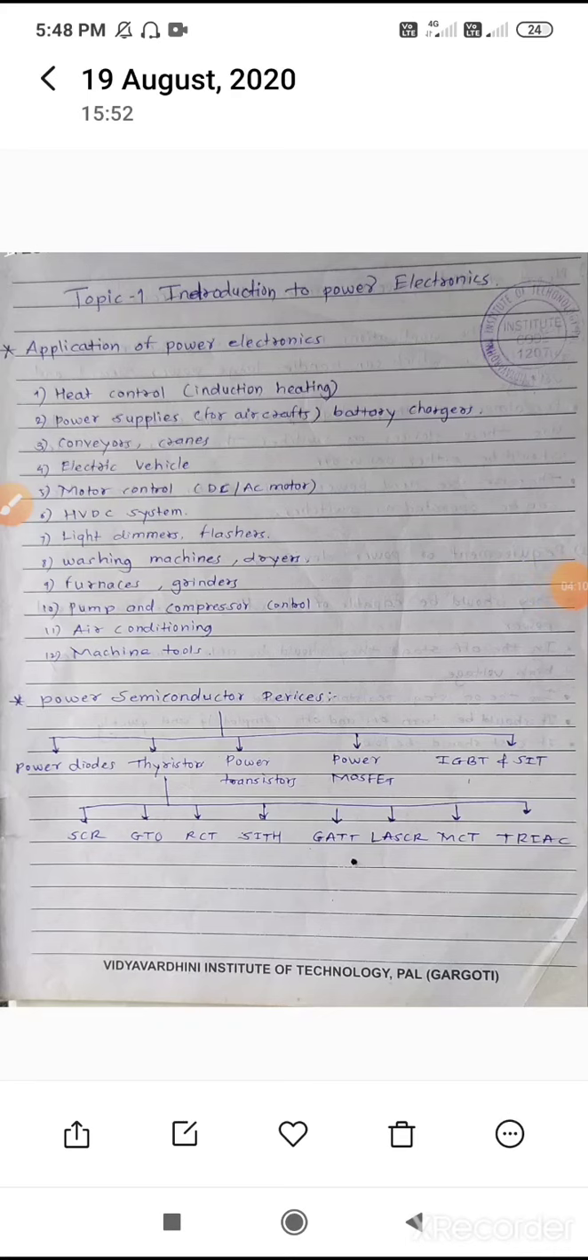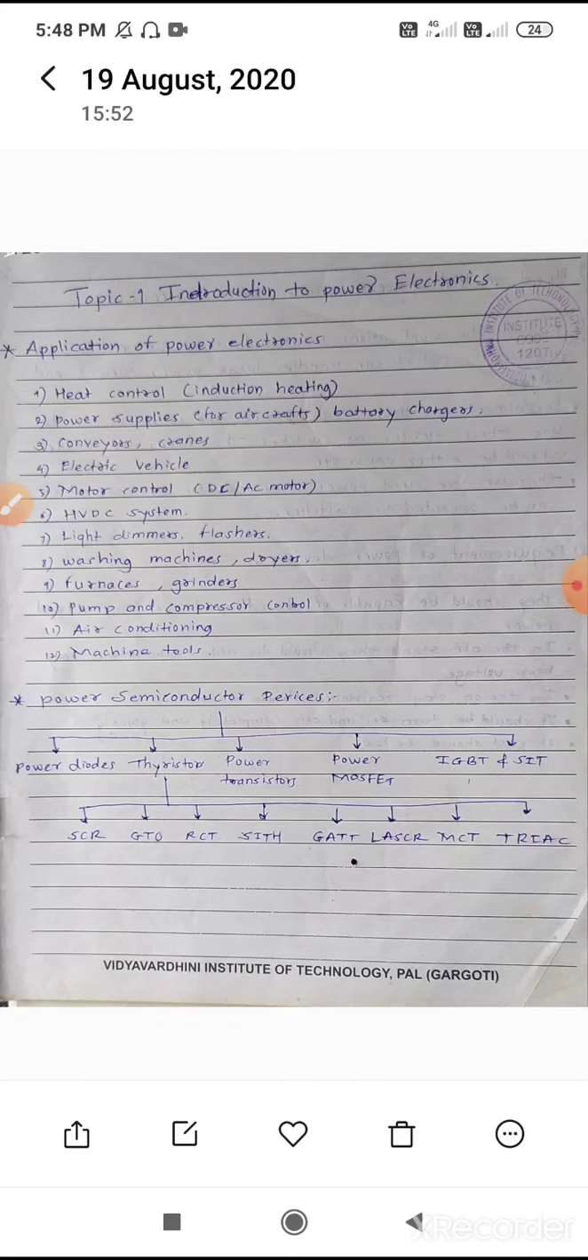The first chapter is Introduction to Power Electronic Devices. First, let us discuss power electronics. What is meant by power electronics? Power is nothing but the multiplication of voltage and current: P is equal to V into I. If maximum voltage and maximum current are given, then it will produce maximum power. So why do we need maximum power? Because there are some instruments or devices which run with the help of maximum power.